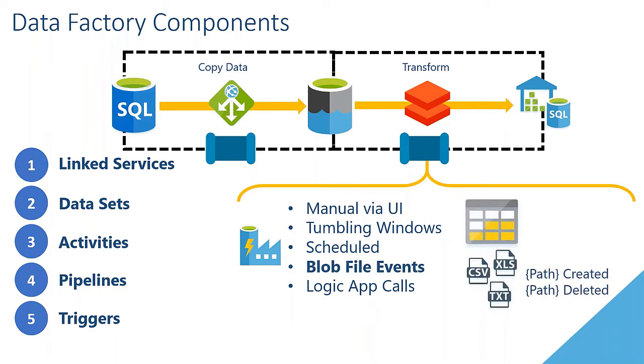Next up, we have this idea of events from our blob storage. What our Data Factory can do is subscribe to the creation or the deletion of a particular file path. So when that file's created in our blob storage, Data Factory can get the notification of that event, and it will trigger our pipeline. It's basically using Event Grid under the hood, if you're familiar with that service.